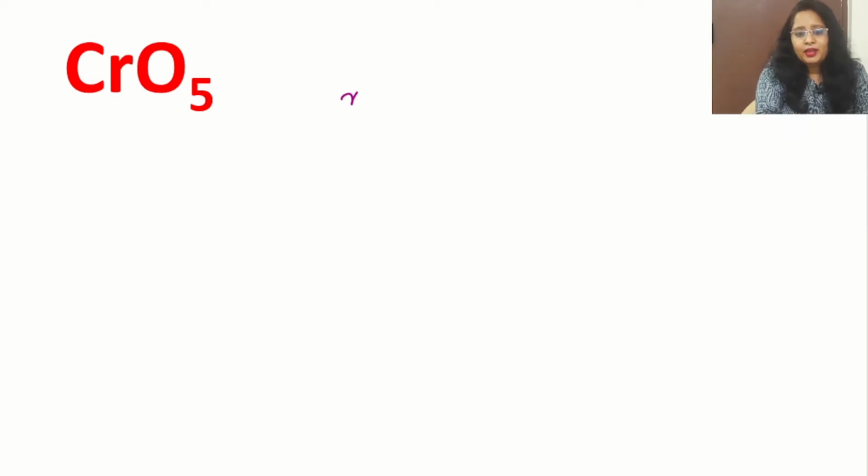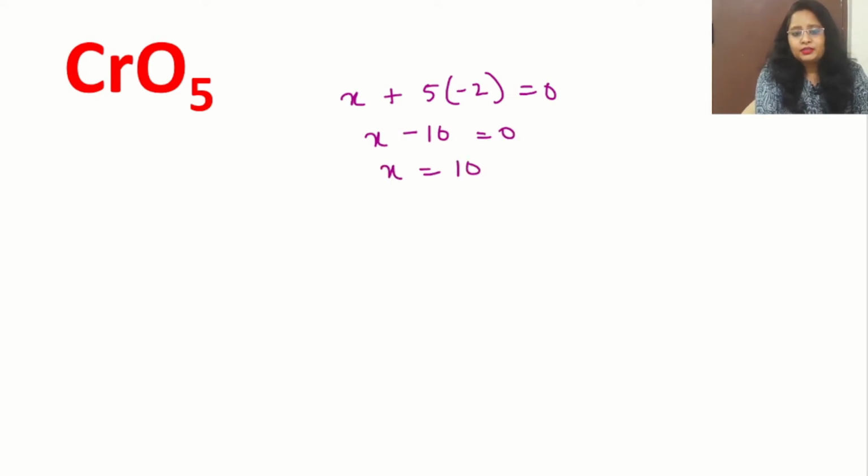If we assume chromium is X, and oxygen as normally having a minus 2 charge, then X plus 5 times minus 2 is equal to 0. It will become minus 10, so X plus minus 10 is equal to 0, and now the X value will be 10, which is totally wrong, because 10 never will be the oxidation state of any element. So this is a purely wrong calculation.